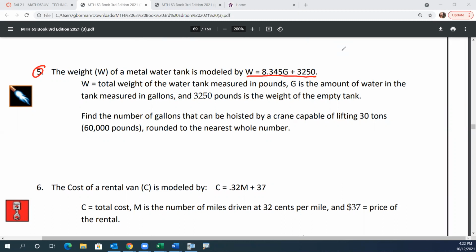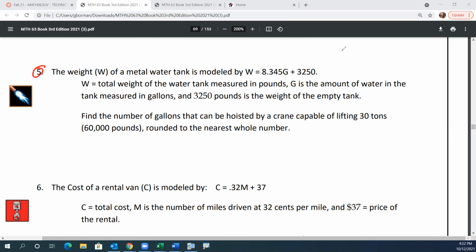If you think about the formula, it's like, okay, well, you've got the tank itself when it's empty is 3250. But then you're going to add to that 8.345 pounds for every gallon of water. But if it's empty, yeah, 3250. All right, so find the number of gallons that can be hoisted by a crane capable of lifting 30 tons, rounded to the nearest whole number.